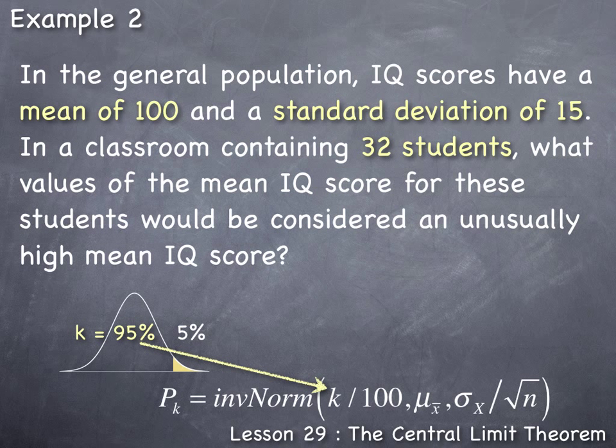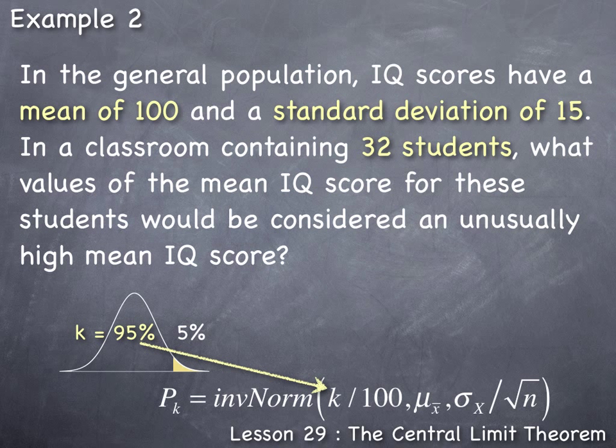Now, the other results of the central limit theorem tell us that the mean of the sample means, mu sub x bar, is the same as the mean for the population from which it was sampled, and that the standard deviation for the sample mean, sigma sub x bar, is the standard deviation of the population we sampled from divided by the square root of n, the sample size.